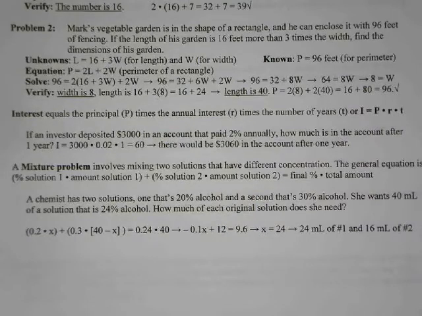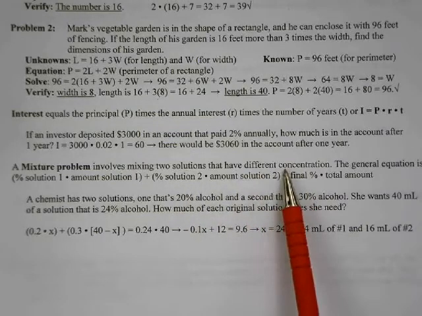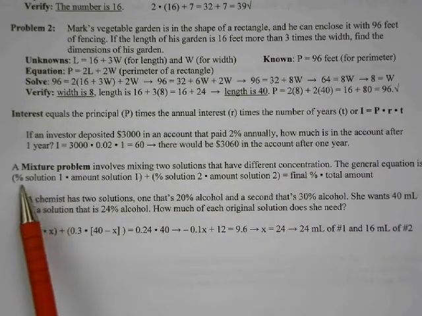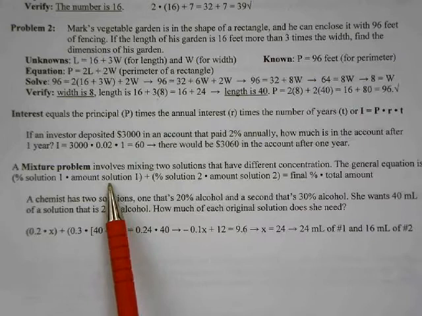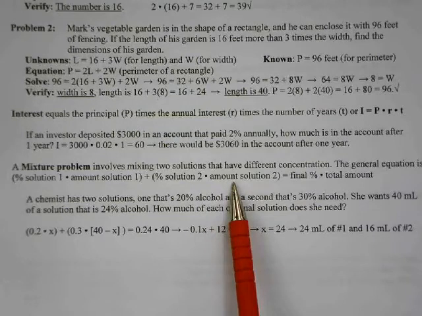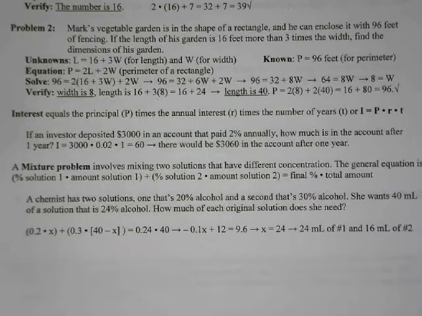And then finally, we have what's called a mixture problem. And in this example, the mixture problem involves mixing two solutions that have different concentrations. And usually what they want is to have the mixture have a certain concentration at the end. So the general type equation for this is we take the percent of solution 1 times how much we have of solution 1 plus the percent of solution 2 times how much solution 2 we have. And then that equals the final percentage times the total amount. So let's look at an example real quick.